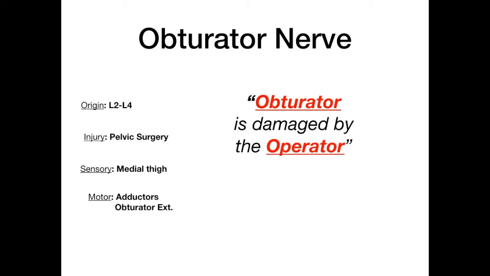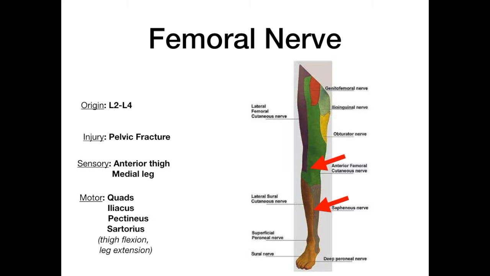So 4 nerves down, you guys are experts, gunners, valedictorians of your medical school class. I'm so proud of you. Let's talk about the femoral nerve. The femoral nerve is a very high yield nerve, and you absolutely need to know a lot about this.